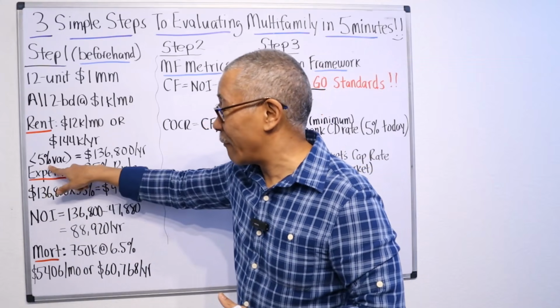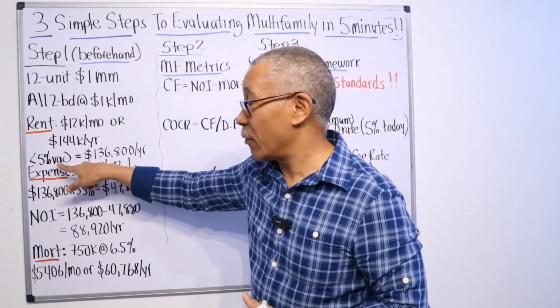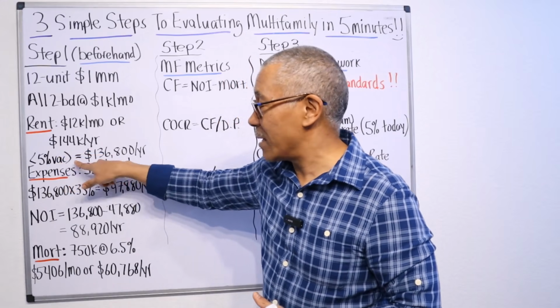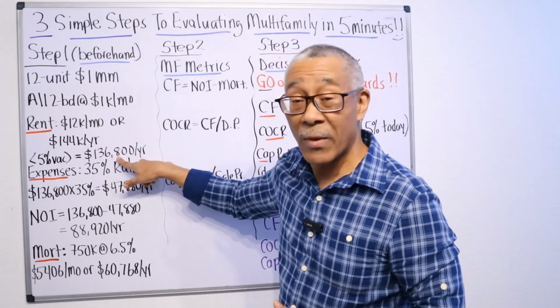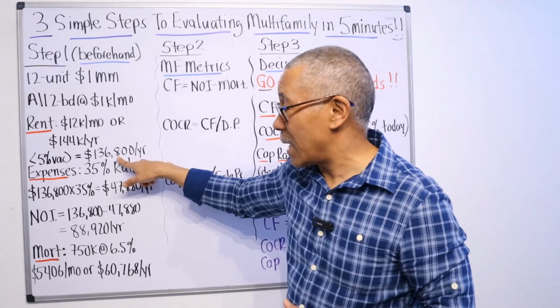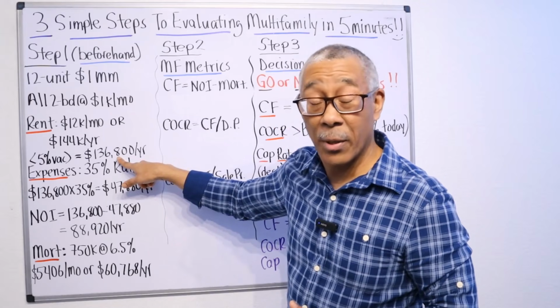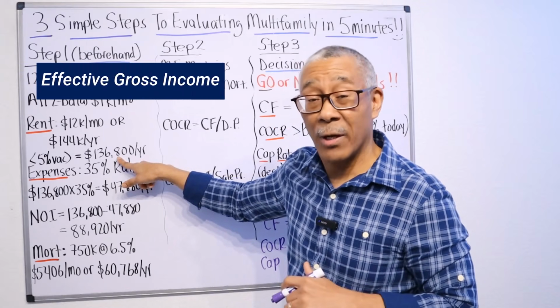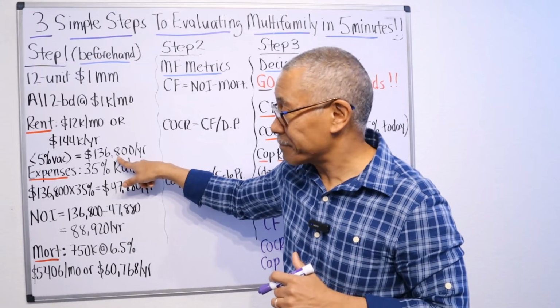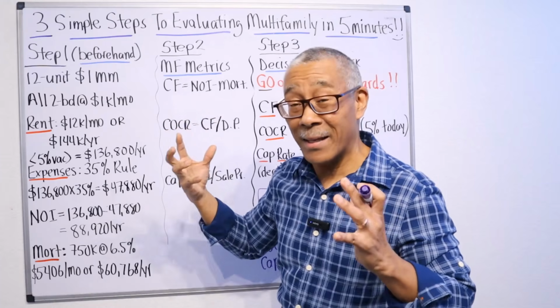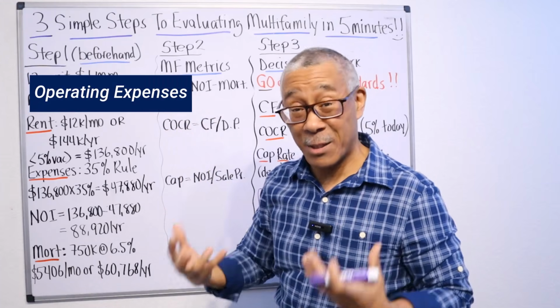So I'm going to subtract 5% from this 144,000. So 5% vacancy factor, it makes this 144 come down to $136,800 per year. We call this our effective gross income. Okay, this is the income after vacancy. Okay, so now I have my income. Let's work on getting expenses.